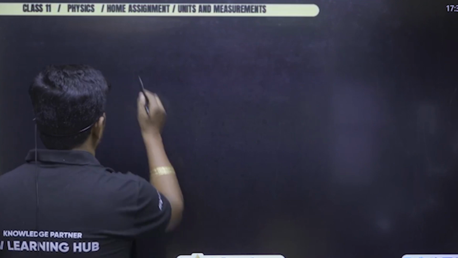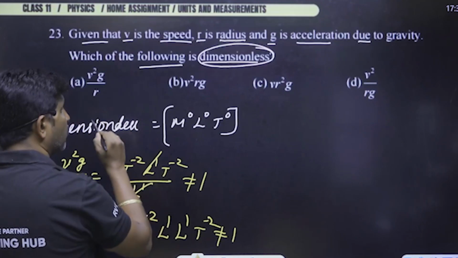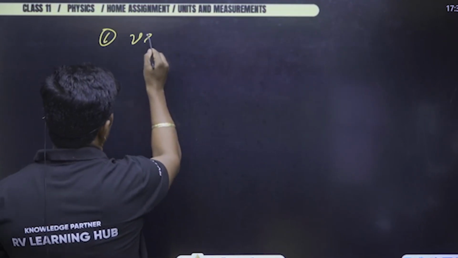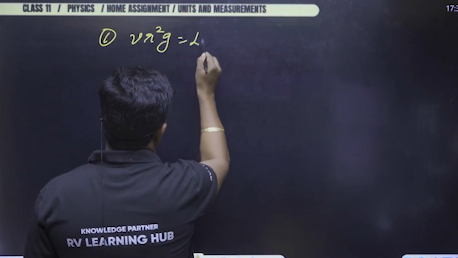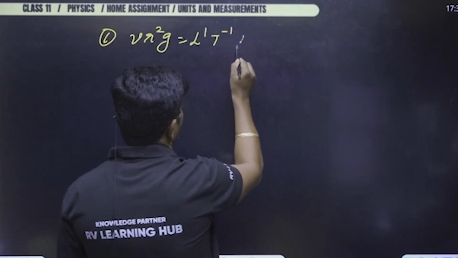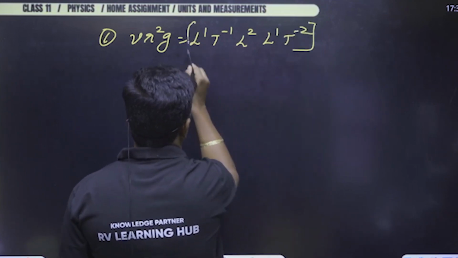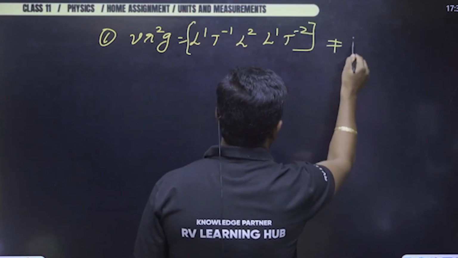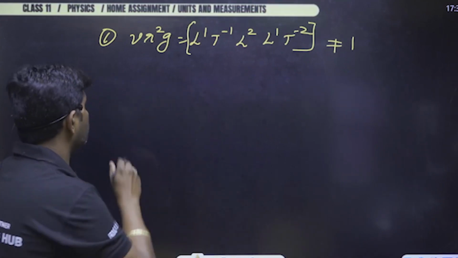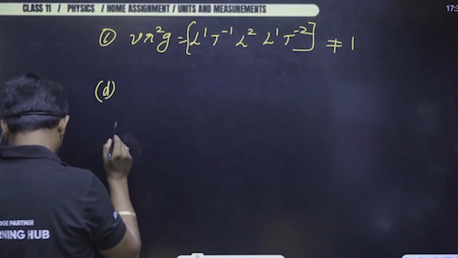Similarly, option C. What is option C here? V, R square into G. We can say L power 1 T power minus 1, L power 2, L power 1 T power minus 2. So it will never get cancelled. Hence we can say it is not equal to 1. Therefore, there is only one option, that is option D here.